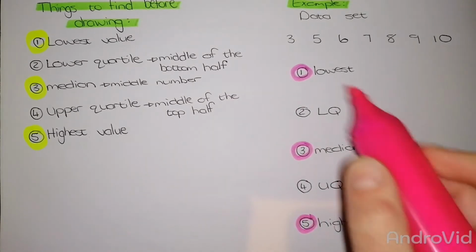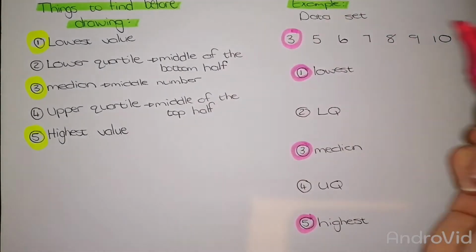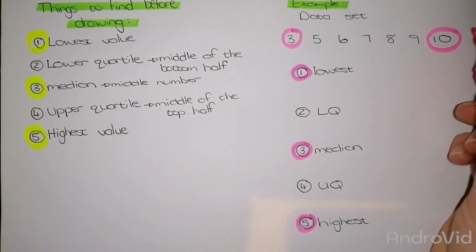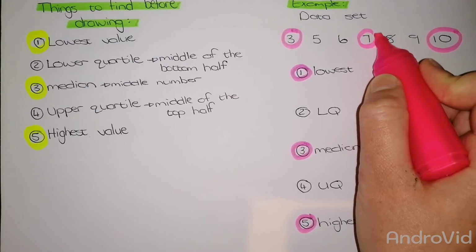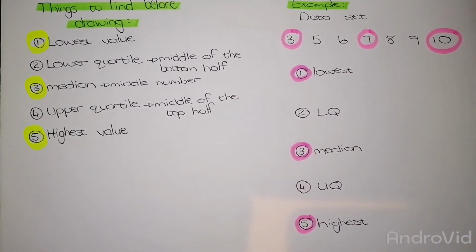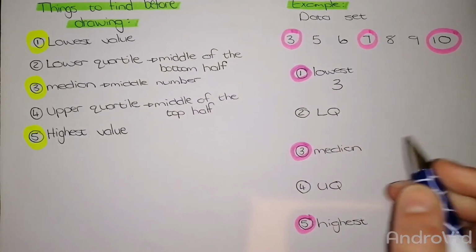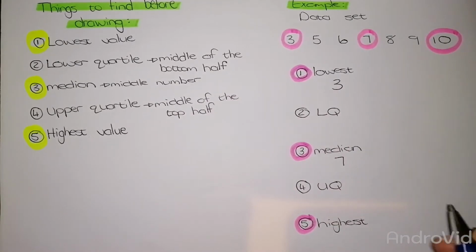When looking at the data set, the lowest is on the left, the highest is on the right, and the number that's right in the middle is 7. So we're going to write those numbers down. The lowest is 3, the median is 7, and the highest is 10.